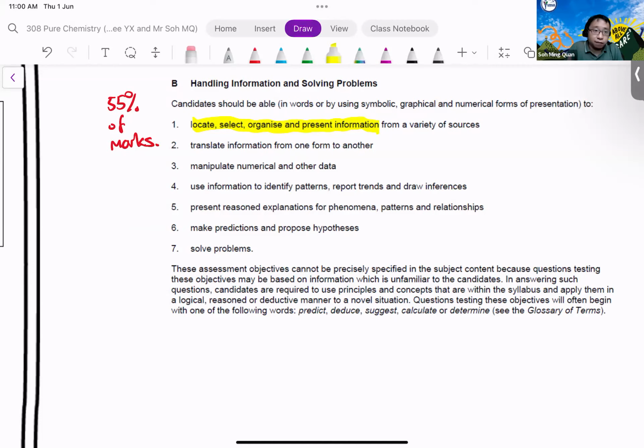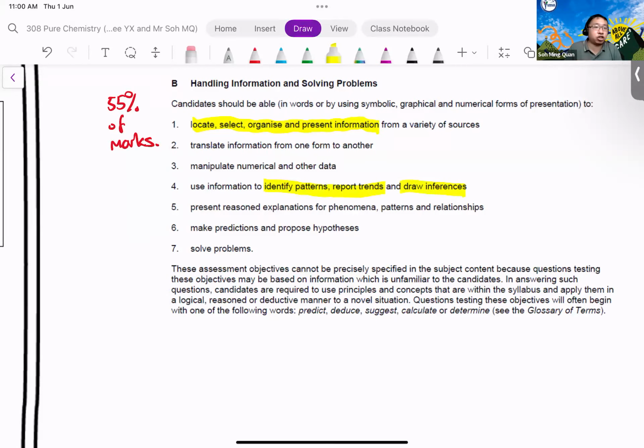Okay, next skill, translate information from one form to another. Maybe you have to translate it from a graph into words. Maybe you have to translate from words into a mathematical equation. Manipulate data. We have done a lot of that, right? Find gradient or come up with a trend. Identify patterns and report trends and draw inferences. We did so much of that today. Writing out the general trend, that's a good way to test skill number 4.